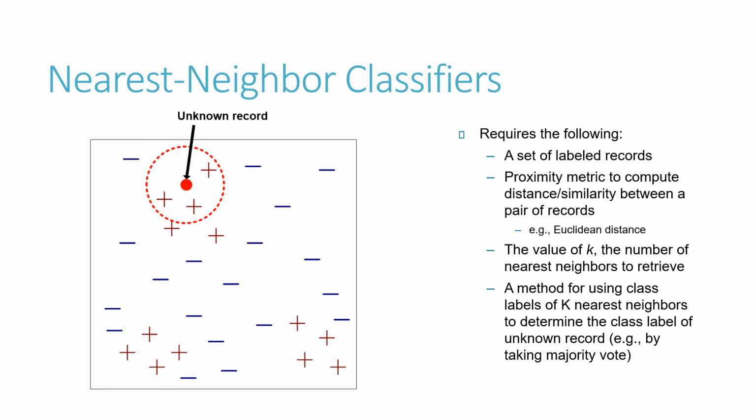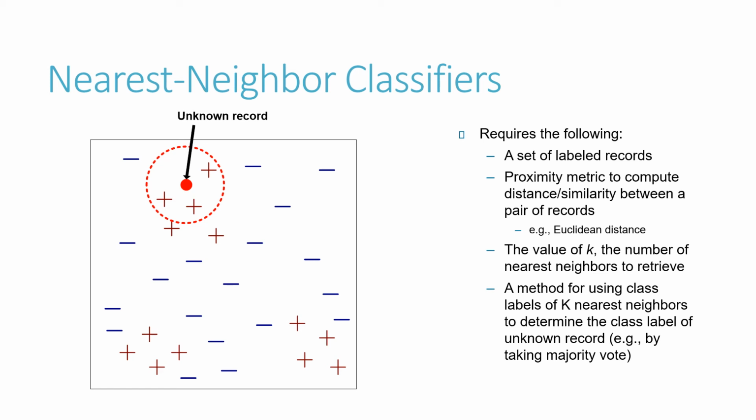Nearest neighbor classifier is a supervised machine learning algorithm, so our data set is supposed to be a labeled data set. To calculate the distance between two data points, we can apply proximity metrics, for example, Euclidean distance. K is the hyperparameter for this algorithm and represents the number of nearest neighbors to retrieve, as explained earlier.